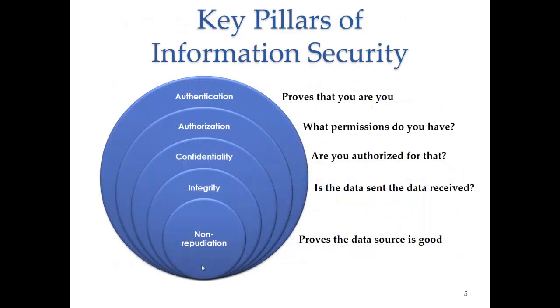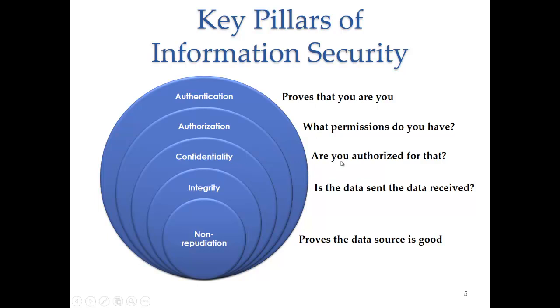The key pillars of information security. The biggies, I guess, are authentication and authorization. So authentication is that you're going to prove that you are you. Authorization is, well, what permissions do you have once you prove you are you?